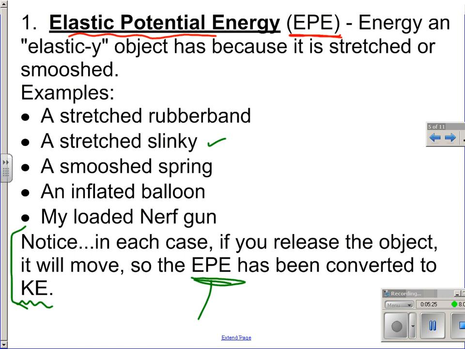Okay. And then I've got that Nerf gun in my classroom, right? When you cock it, it stretches a spring out. And then when you pull the trigger, it releases that energy and makes the dart go, right? So you're converting the elastic potential energy of the spring inside the gun into kinetic energy of the little rubber dart. Okay? So there we go. Elastic potential energy is energy that an object has because it's either stretched or smooshed and it wants to return back to its original shape.